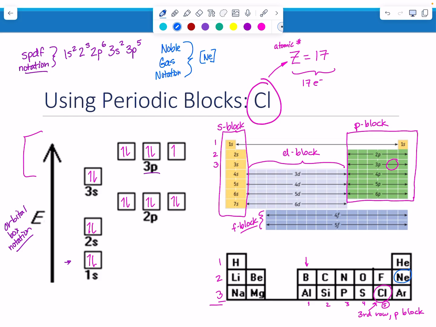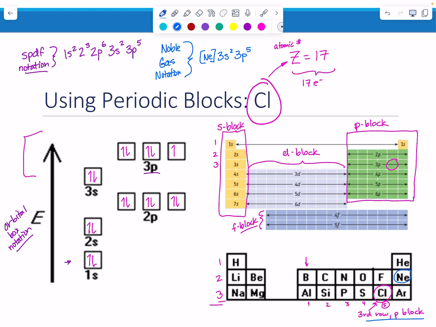Neon is in the second row of the periodic table. When we look at the electrons that chlorine has over and above anything at the n equals 2 level, our p block positioning tells us that we have 5 electrons in the third p orbital level, and we know that s has to fill before that. So we would have 3s2, 3p5.